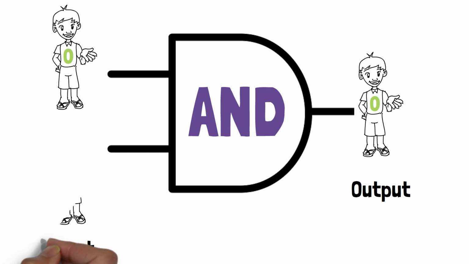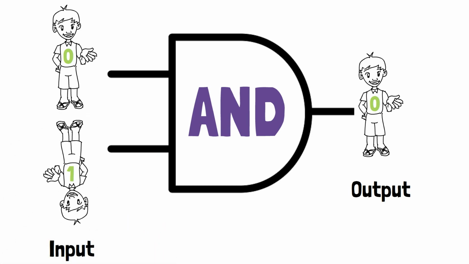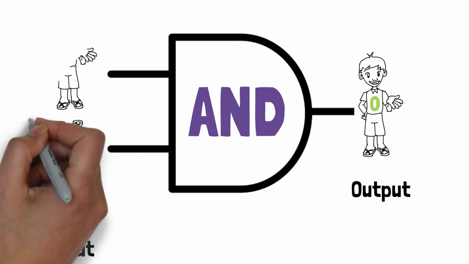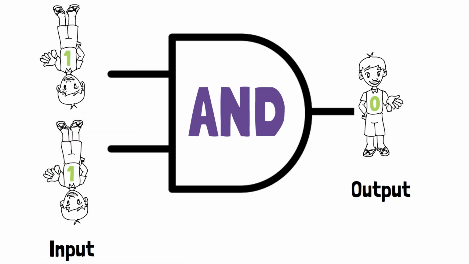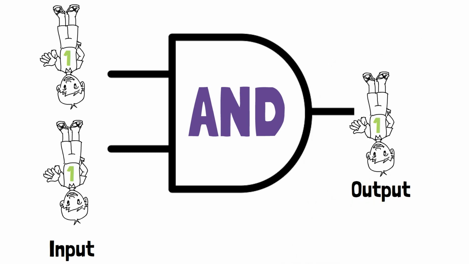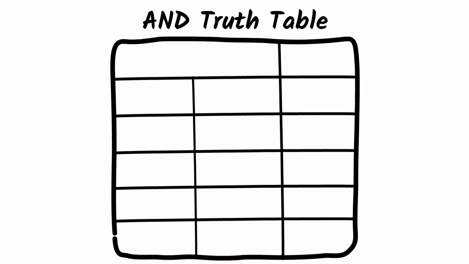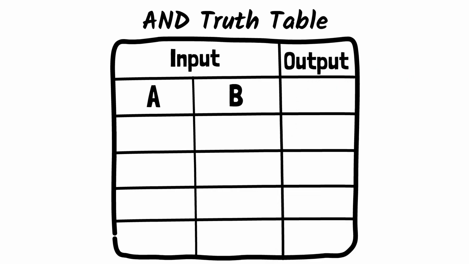If the input is a 0 and a 1, or a 1 and a 0, the output is still a 0. But if the inputs are 1 and 1, then the output will also be a 1. We can represent these results in a truth table, where we indicate the corresponding input states, A and B, and the corresponding output state, C. The truth table tells us what output the AND gate will produce, given 2 inputs.